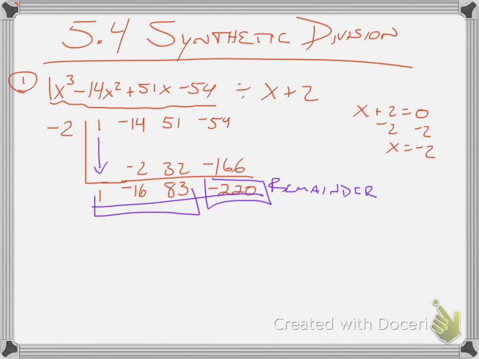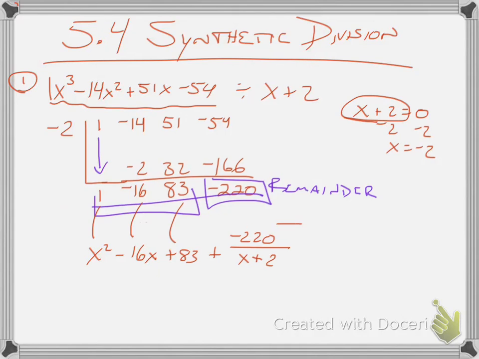And the new polynomial is going to be 1 degree less than what you started with. So since this was a cubic, that means my new polynomial is going to be a quadratic. So I have 1x squared minus 16x plus 83. And the remainder is -220, and I'm dividing that by the divisor, which originally was x plus 2. So x plus 2. And that's my quotient.